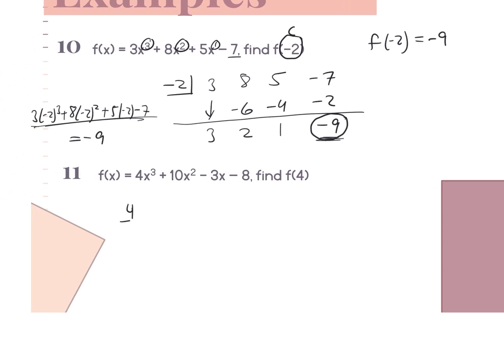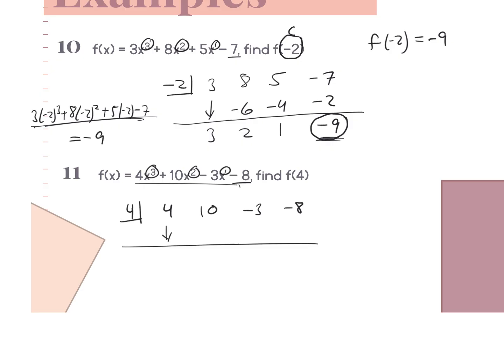Plug in 4. When you plug in 4, you should get a 4, a 10, a negative 3, and a negative 8. Again, 4 goes in your box, right beside it are the coefficients, and again, nothing is missing here. I have all my exponents, 3, 2, 1, my constant.